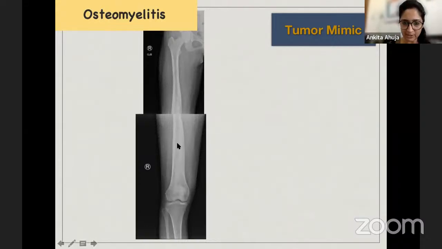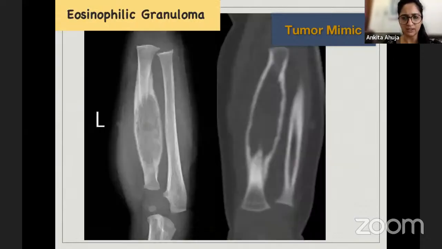So a wide zone of transition, but a narrow type of periosteal reaction, or a non-aggressive type of periosteal reaction. So it's not matching. Your zone of transition points towards something which is aggressive, but your periosteal reaction points to something which is non-aggressive. Whenever you feel this mismatch, always think of tumor mimic. This is kind of a clue which we have realized in our practice. Then there is a mismatch between a zone of transition and periosteal reaction. Usually you're thinking of a tumor mimic. So this was a case of osteomyelitis.